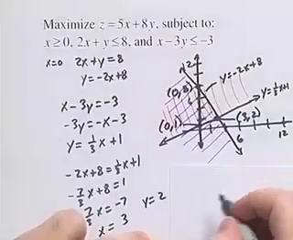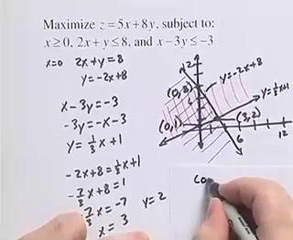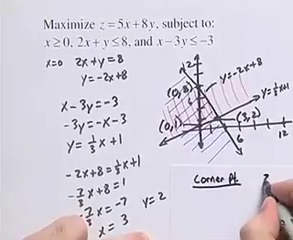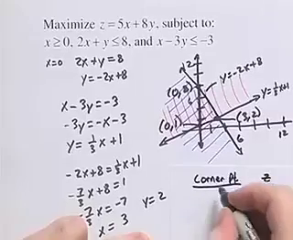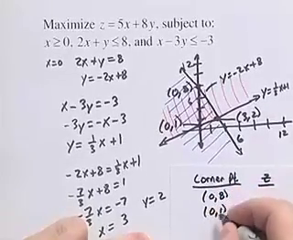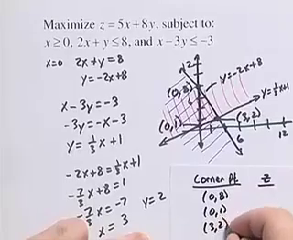Since we know that the maximum value of our objective function must occur at one of the corner points, we simply evaluate the objective function at each of our 3 corner points. So we're going to list our corner points, and we're going to use those to evaluate the objective function. So we have 3 corner points, 0, 8, 0, 1, and 3, 2.